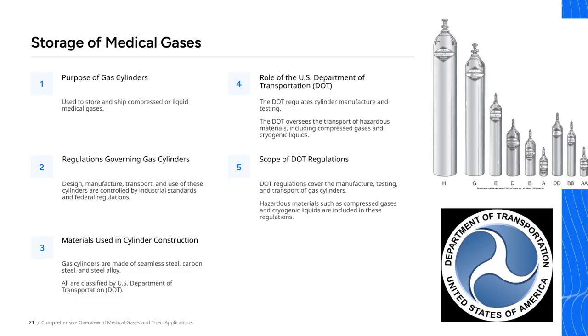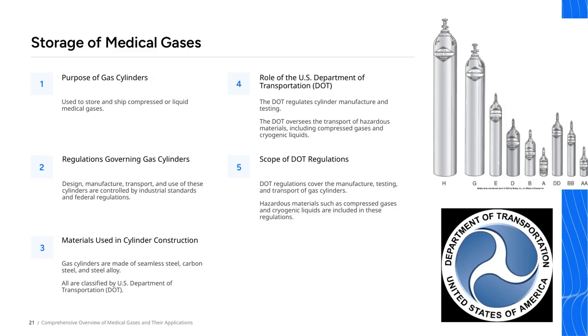Now, let's talk about the storage of medical gases and the regulations that ensure their safe handling. The Department of Transportation, or DOT, plays a crucial role here. They set the rules for manufacturing, testing, and transporting gas cylinders. These regulations are especially important because they include hazardous materials like compressed gases and cryogenic liquids, which can be dangerous if not properly managed. Specifically, the DOT oversees the entire life cycle of these cylinders, from their manufacture and testing to their transportation. This helps prevent accidents and ensures safety for both healthcare workers and patients.